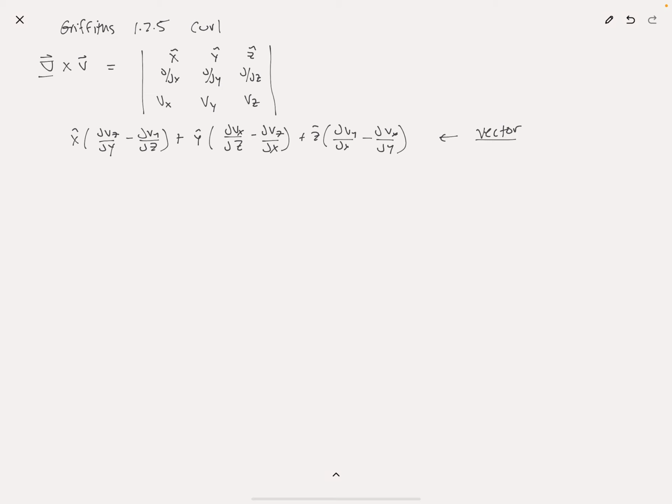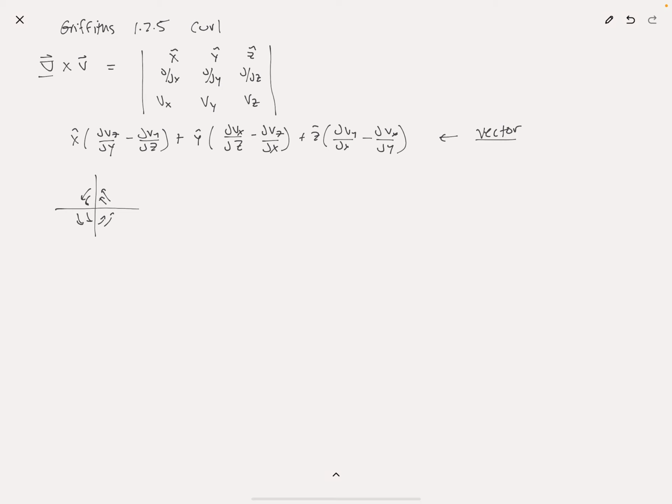Okay, so what does a curl represent? The divergence represented the accumulation or the loss of material in a flow. The curl represents rotations in the vector field. So if I have a vector field that looks like this, I'll have a non-zero curl.